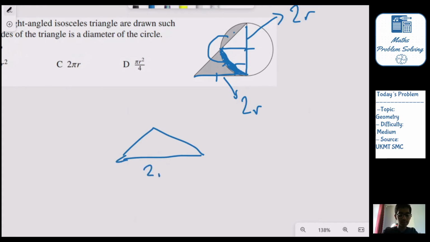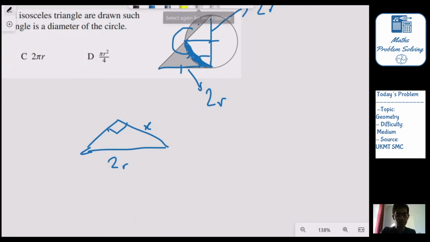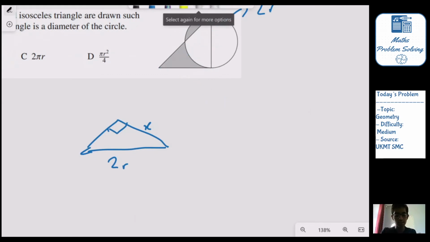It has a hypotenuse of 2r. We know that it's a right angle, since it bisects a straight line. And that's basically all the information which we have. So let's label this as x, and we need to work out what x is. Let's rub some things off here, I made a bit of a mess over here.